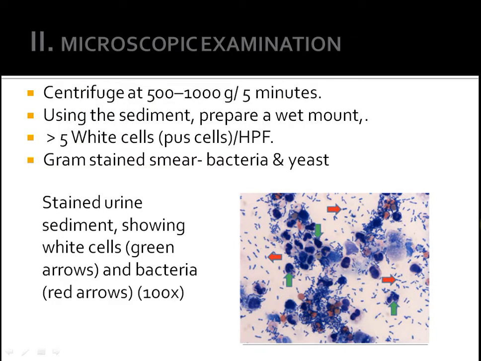The second approach is the microscopic examination. The urine is centrifuged. Then the sediment is used to prepare a wet mount. In the wet mount, the white blood cells are looked for, which are the pus cells. They are indicative of UTI if more than 5 cells are seen per high power field. Then there can be the presence of bacteria and yeast in the gram-stained smear. This also indicates infection. It is a simple and rapid method for the diagnosis of UTI.